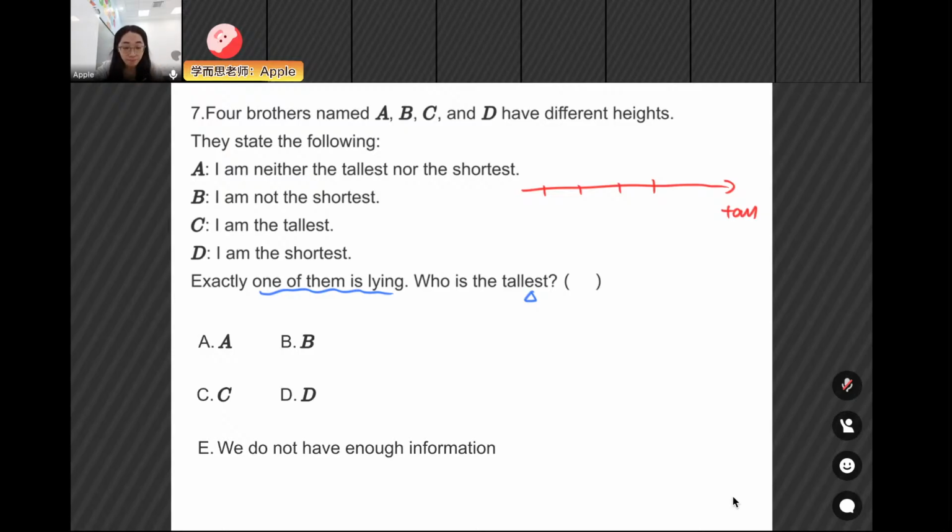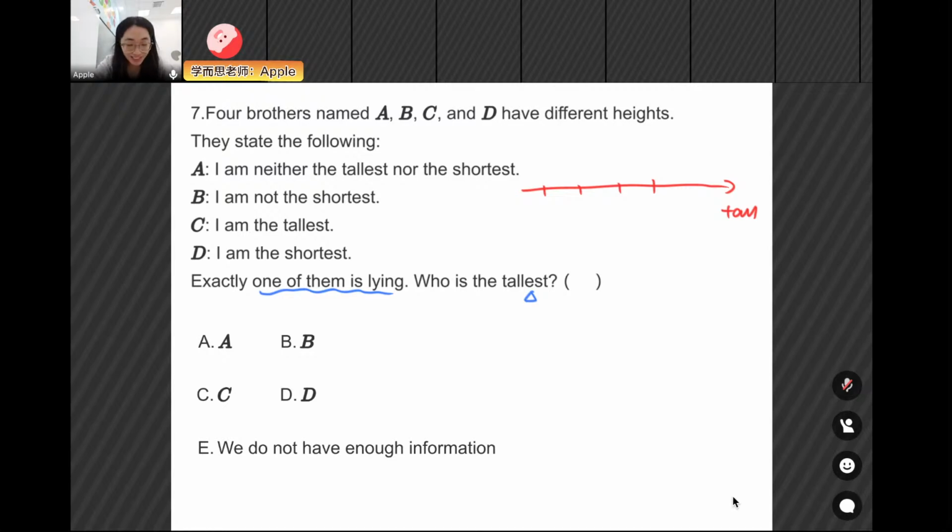Then what about B? If B is the liar, let's have a look. B said, I am not the shortest. But if B is lying, then B should be the shortest one. But can B be the shortest one? Cannot. Why? Because D is the shortest one already. So again, B cannot be the liar.